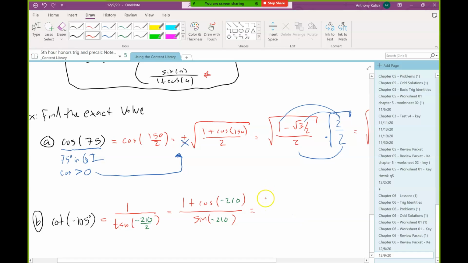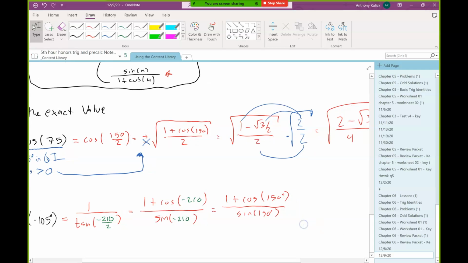Okay. So negative 210 isn't exactly a value on my unit circle, but if I add 360 to it, I can find an angle that's coterminal to it. And that is now a value on my unit circle. So if I go to my unit circle, the cosine of 150 is negative root 3 over 2, and the sine of 150 is 1/2.